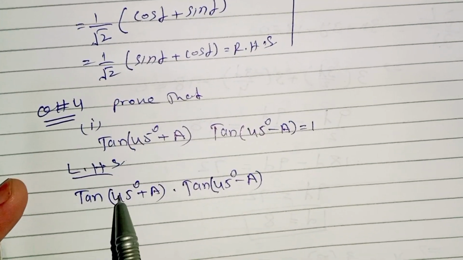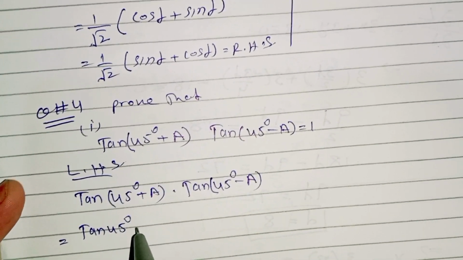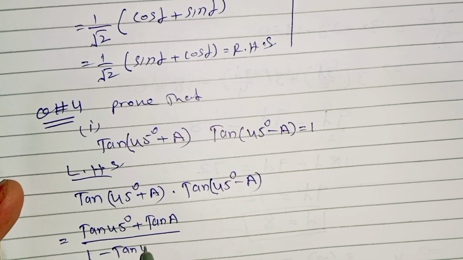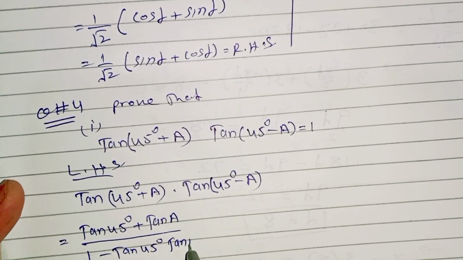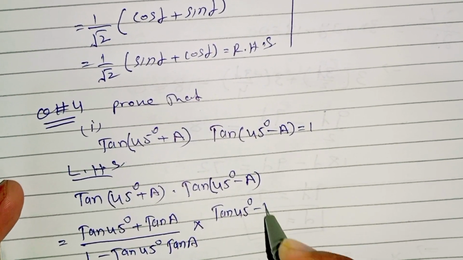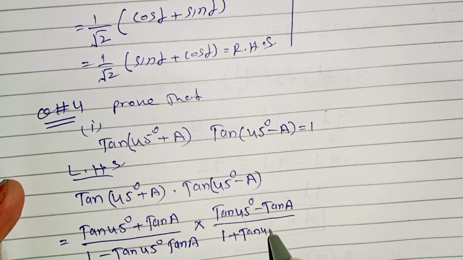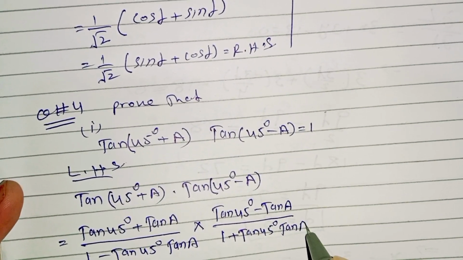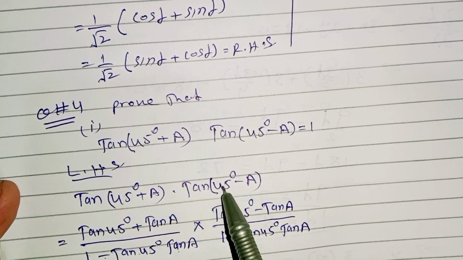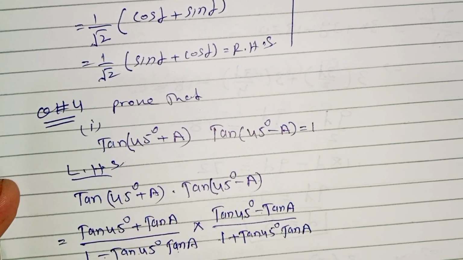We use the formula for tan alpha plus beta and tan alpha minus beta. So we have tan 45 degree plus tan A over 1 minus tan 45 degree multiplied by tan A. Now use this formula: tan 45 degree minus tan A over 1 plus tan 45 degree multiplied by tan A. As we know that tan alpha plus beta is equal to tan alpha plus tan beta over 1 minus tan alpha tan beta, and tan alpha minus beta is equal to tan alpha minus tan beta over 1 plus tan alpha tan beta. We know that tan 45 degree is equal to 1.